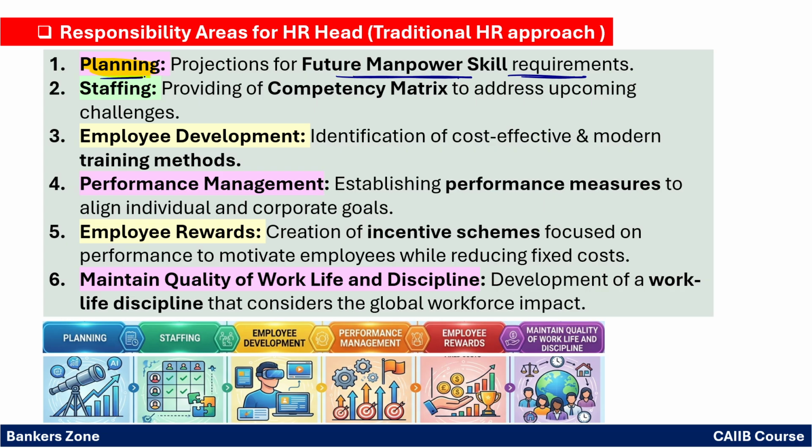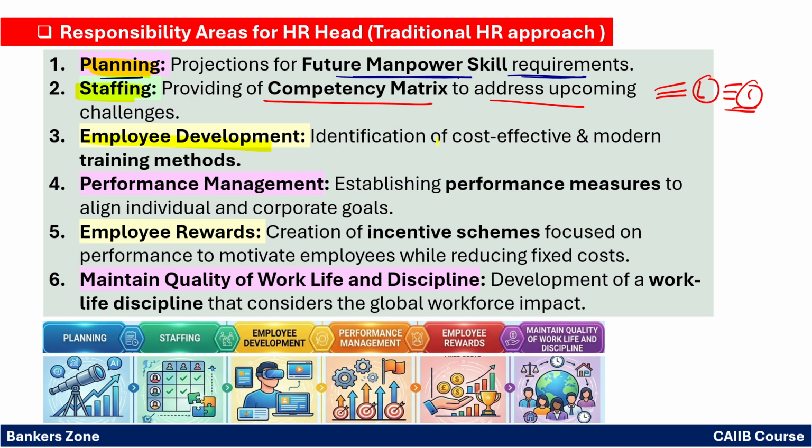That is a part of planning. Then the HR head, that is a traditional HR approach. Staffing: with respect to staffing, he should be able to provide the complexity and the competency matrix to address the incoming challenges, right? So, what are the upcoming challenges, and to address them, what are the competencies, that is, the skills we have.